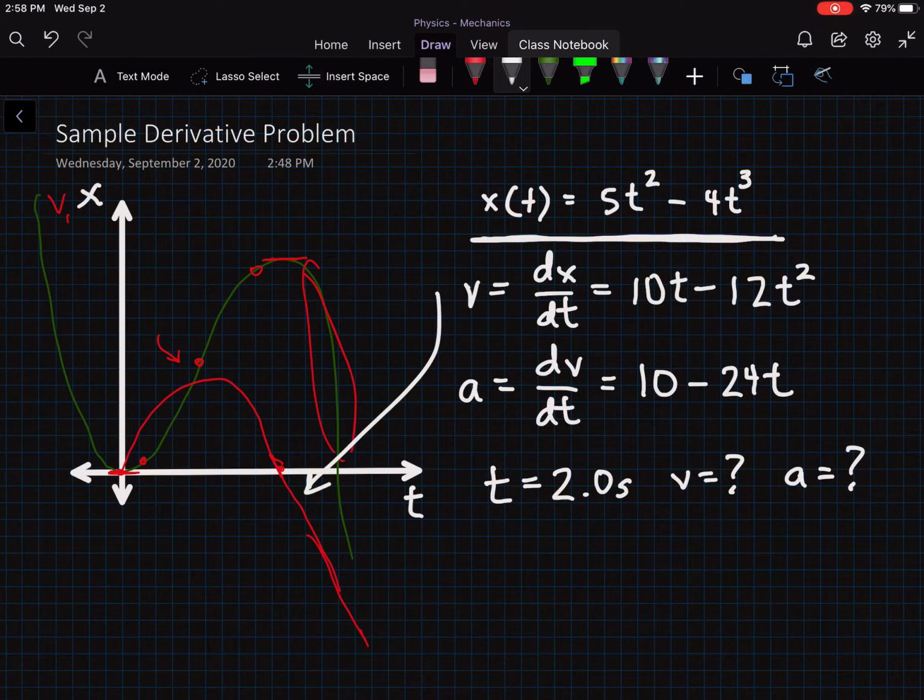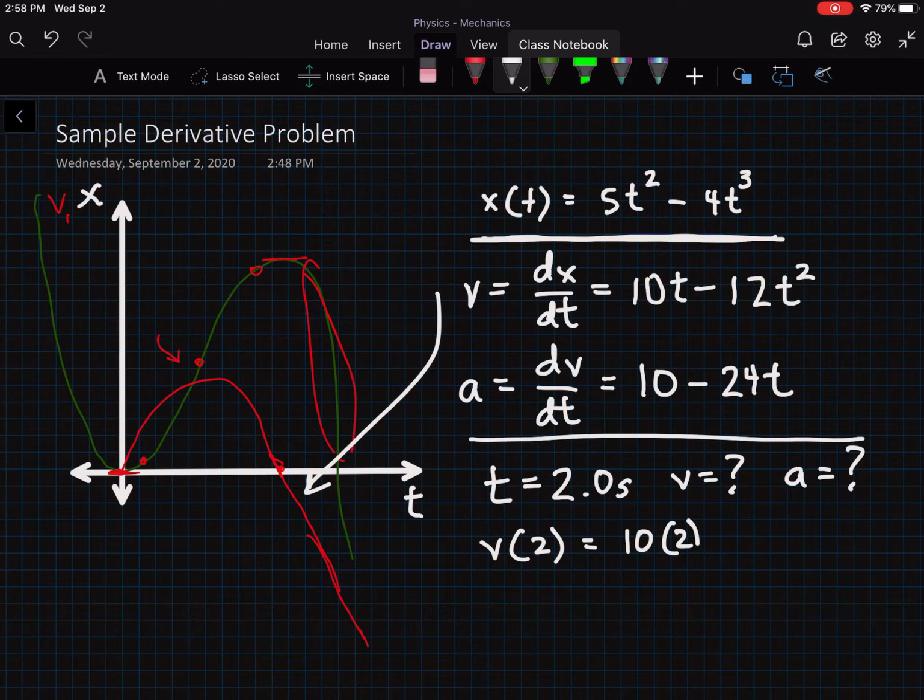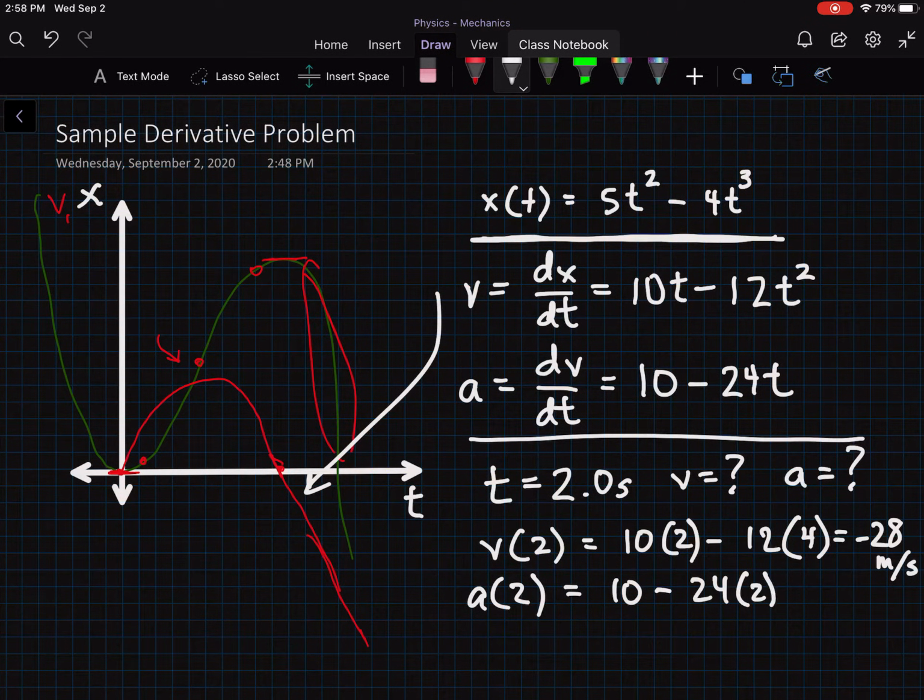All right, so when we do that, things go pretty quickly. So we got v at time 2 equaling 10 times 2 minus 12 times 4. And so you end up with, let's see, 20 minus 48, negative 28. And I'm running out of space, so I'll just go meters per second down there. Okay. And for the acceleration, much the same. If you plug all of that in, you end up with a negative 38 meters per second squared.